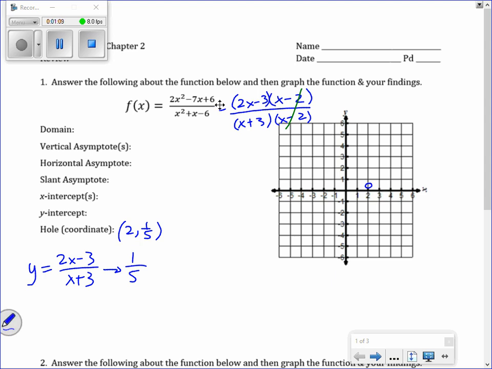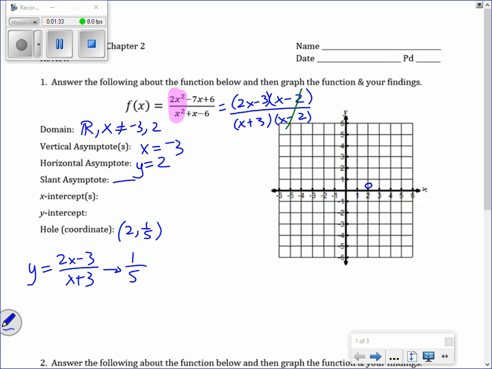All right, so my domain. My domain is all real numbers, but x cannot be -3 or 2 still. Vertical asymptote, the only one left is -3. All right, and then you have a horizontal asymptote because of these guys right there of y equals 2. So that means you do not have a slant asymptote.